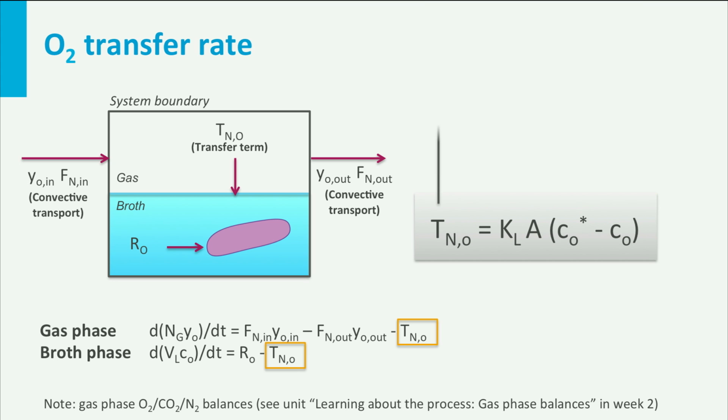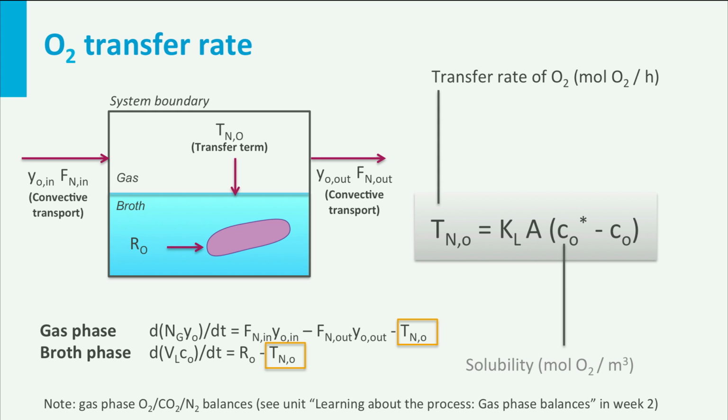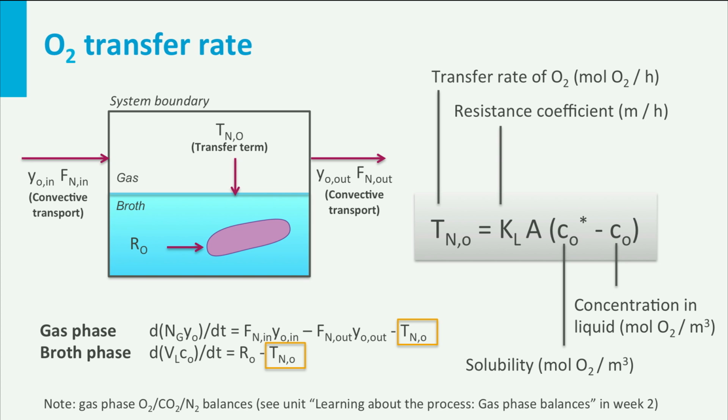It is determined by 4 different terms. The CO star, the solubility, CO, which is the actual concentration of oxygen in the liquid, KL, which is the resistance coefficient, and A is the total surface area of the bubbles present in the fermentation broth. The difference between CO star and CO is called the driving force for oxygen transfer.